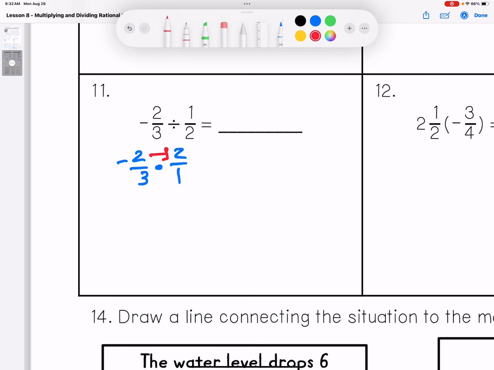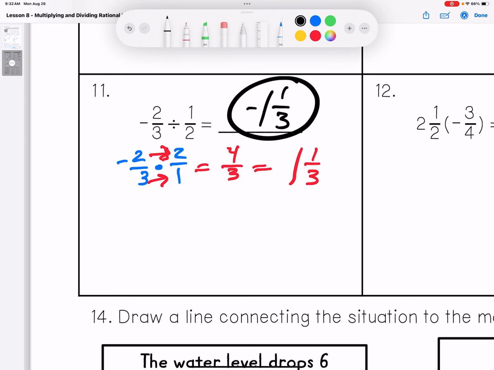Now just multiply across. And you get 4 over 3. 3 will go into 4 once with 1 left over. So the answer is 1 1/3. Go back and check. The answer is actually going to be negative. Why?